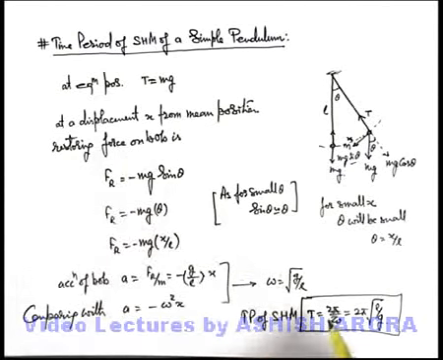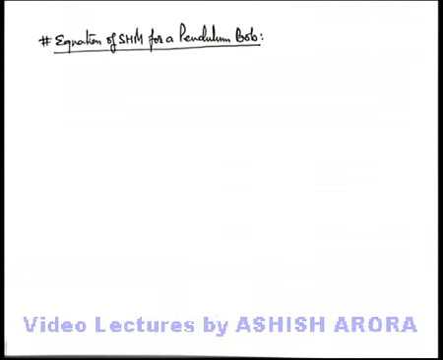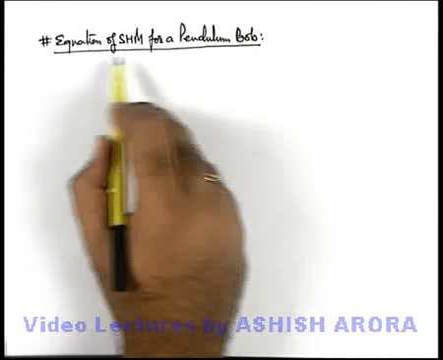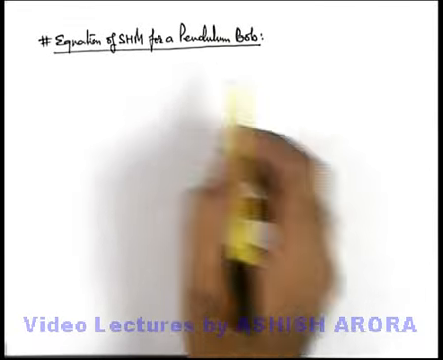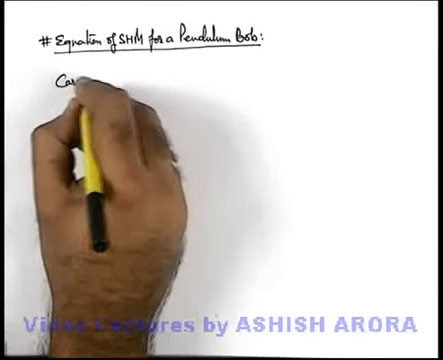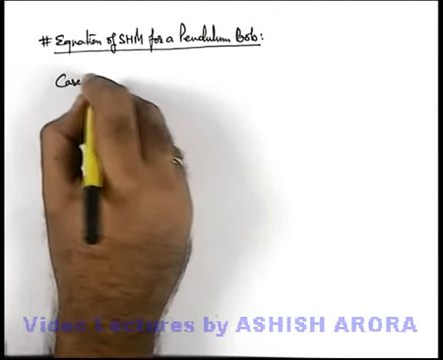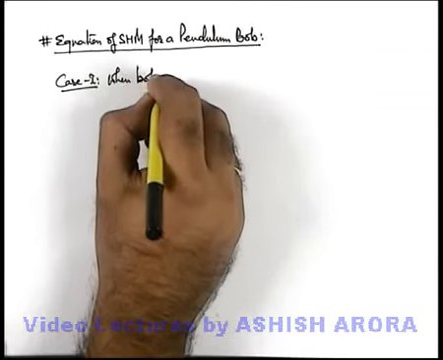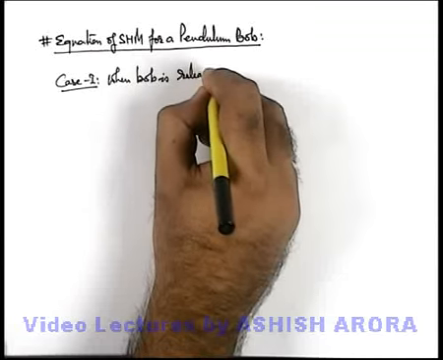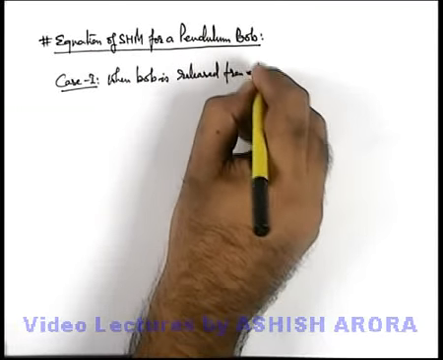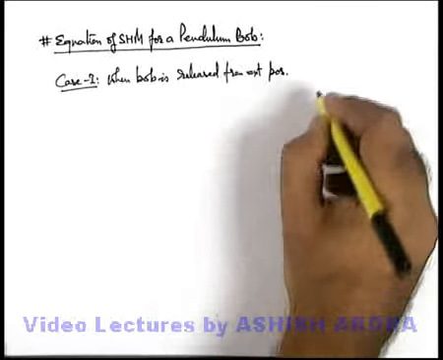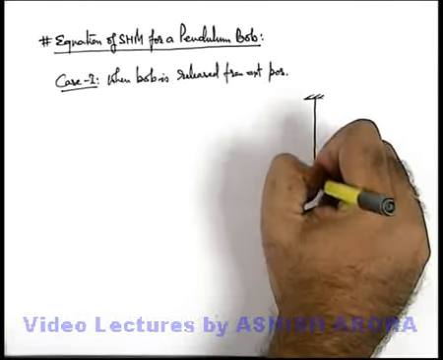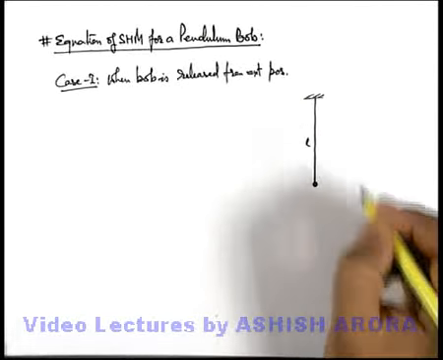Now we have just reduced this with the following steps, which we have studied in the previous section. In sequence, let's study the equation of SHM for a pendulum bob. We can also analyze different cases for writing the equation of SHM. Say we start with case 1, when the bob is released from extreme position. This is a situation in which say we are having a pendulum of length L.